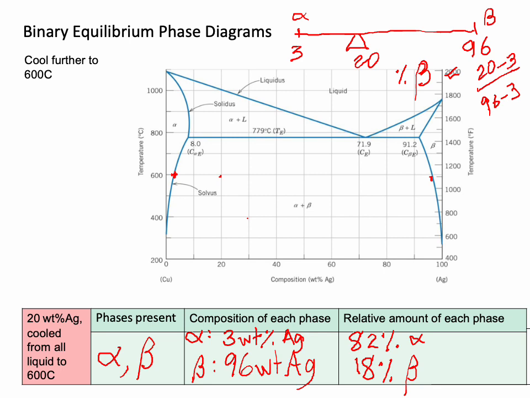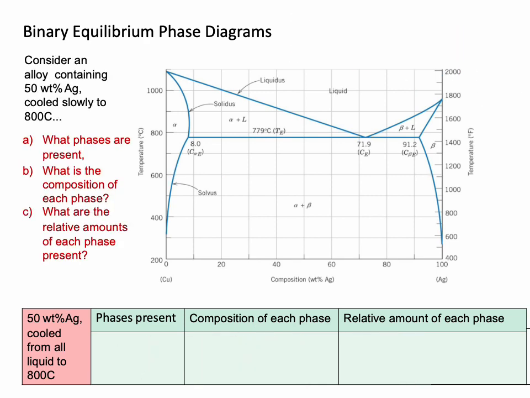Okay. Again, the 3 things that we can determine on a phase diagram, given a temperature and composition, are phases, their compositions, and their relative amounts. Okay? So let's look at the 50% alloy.